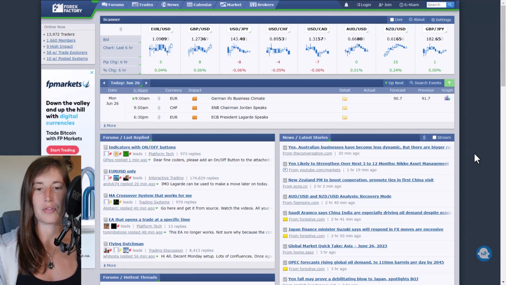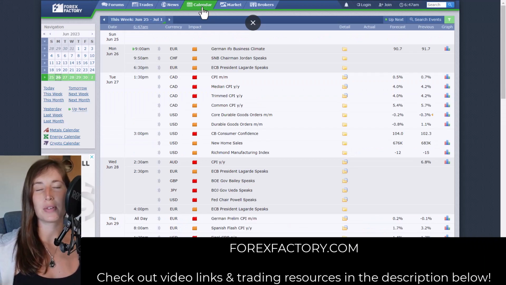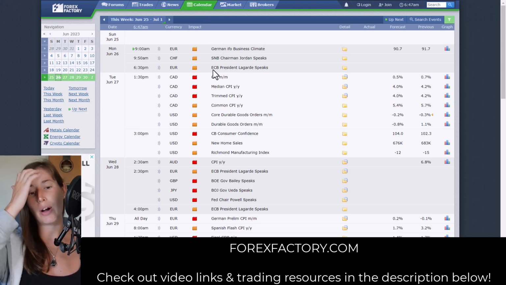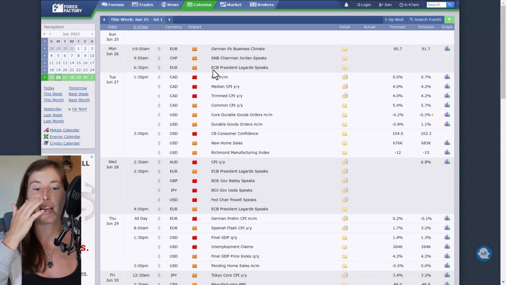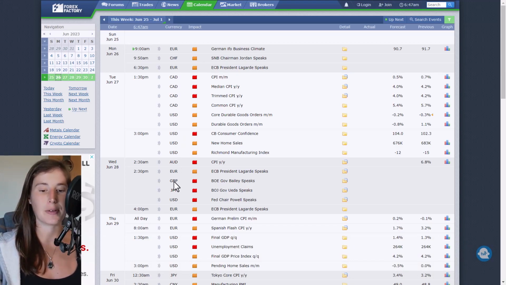Starting with the fundamentals, here I am on forexfactory.com, which is a brilliant free resource. It allows you to check out economic news and upcoming events. I have this filtered on orange and red, which is the higher impact news for the week. It shows news for all the major currencies, but as I am just day trading pound against the dollar, those are the pairs I'm going to be focusing on.